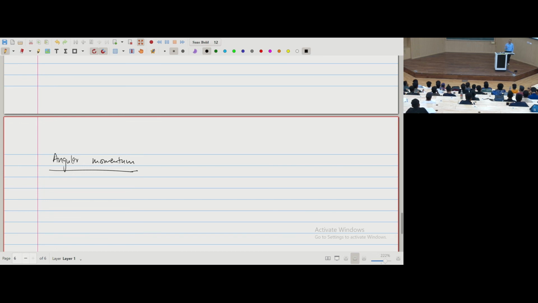Okay? So we'll start with the simplest case, that is the fixed point O. Now you may notice that this is something new, in the sense you may not have learned this during JEE.